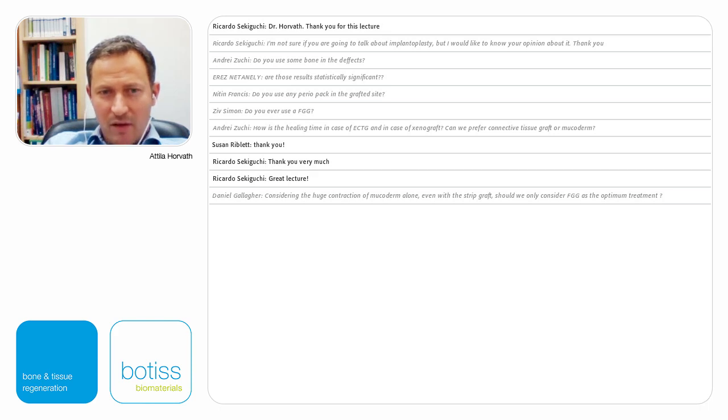On the periopack, thank you for noting, we don't use any periopack or copack on the grafted sites because I believe that there is more plaque accumulation and it is less cleanable for the patient. So the post-op regime remains antibiotics, medium, and chlorhexidine rinsing for the patient, and of course refrain from brushing. FGG, yes, it's ECTG, as I said.